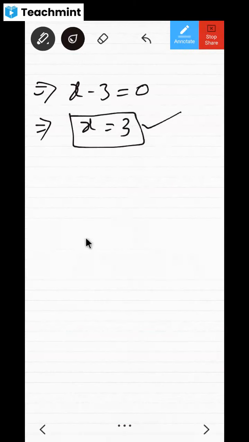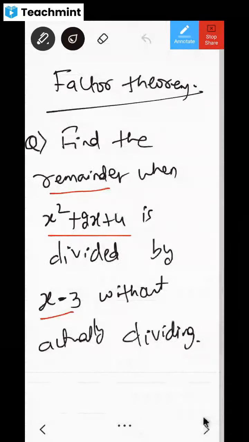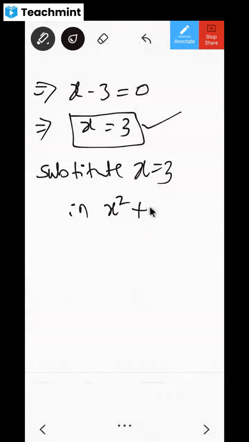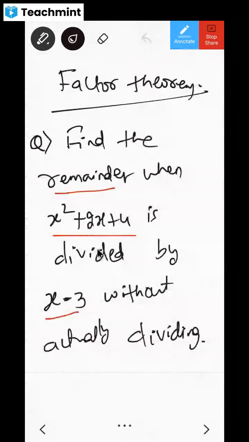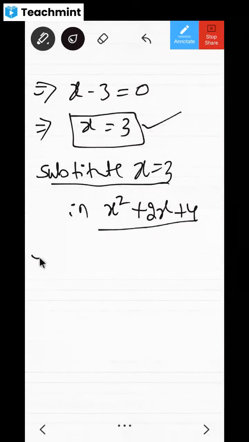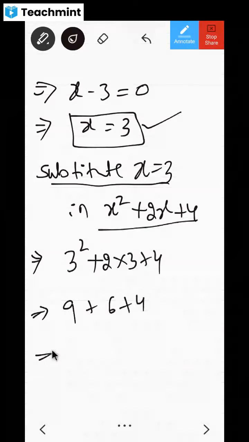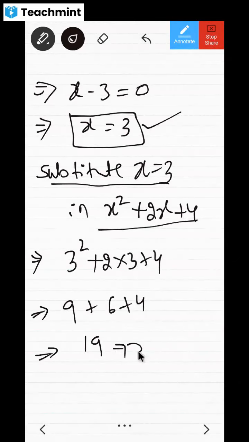Yes, sir. Now you have to substitute this x equal to 3 in the dividend. What is the dividend? The dividend is x square plus 2x plus 4. Whatever answer you get by substituting x equal to 3, that will be the remainder. So that is 3 square plus 2 into 3 plus 4, which is 9 plus 6 plus 4, equal to 19. This will be the remainder.